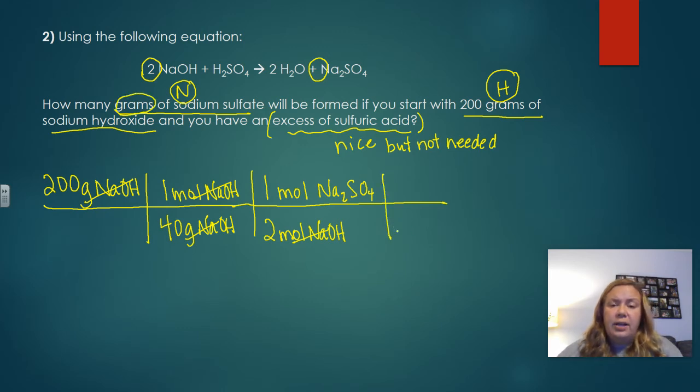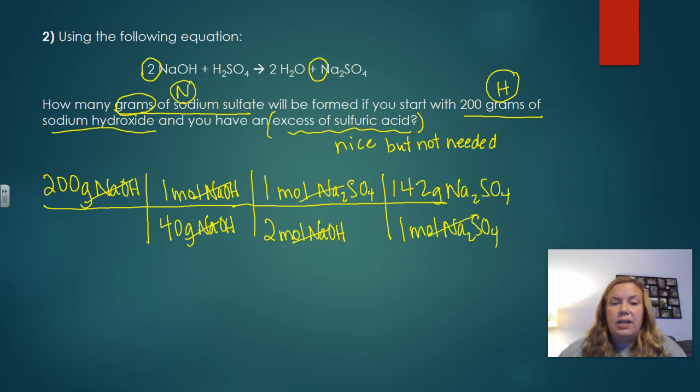But I need grams of sodium sulfate. So I'm going to have to go ahead and convert sodium sulfate to grams, just like we have been for a really long time. So our molar mass of sodium sulfate, we have 2 sodiums plus a sulfur plus 4 oxygens, we're going to get 142 grams of sodium sulfate. Now, we cancel. Look at the units we're left with, grams of sodium sulfate. That's what we needed. So that's our signal to stop and calculate.